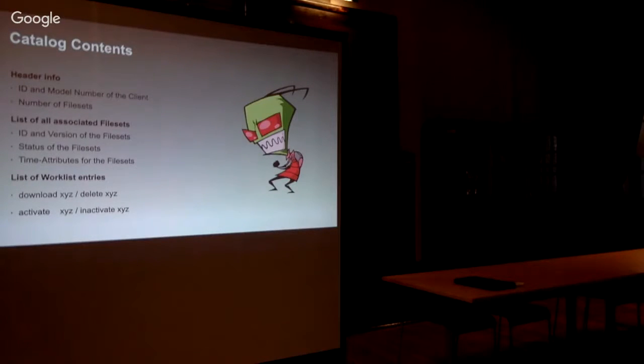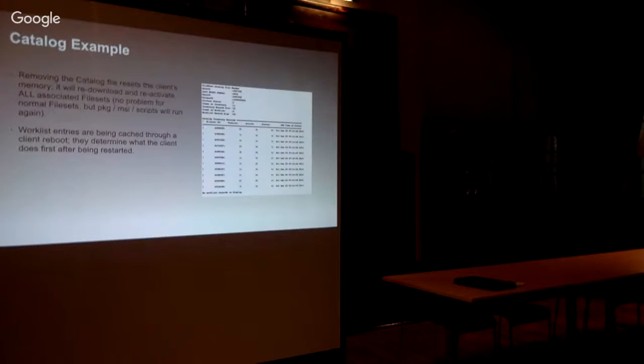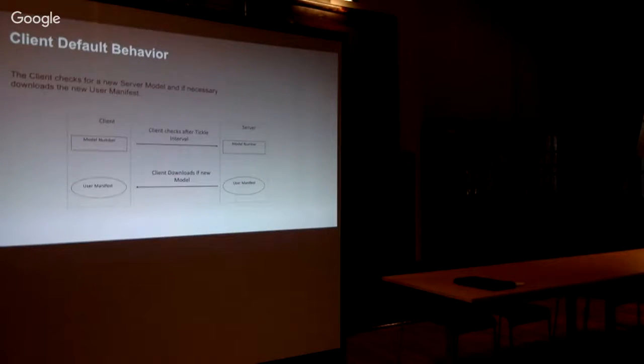So if the manifest and the client catalog file differ, then it starts with the work list. Then the client by itself says, oh okay, the manifest has a new file set in here. So you get a work list: download the file set and activate it. You can see that here. I hope you can see that better here.